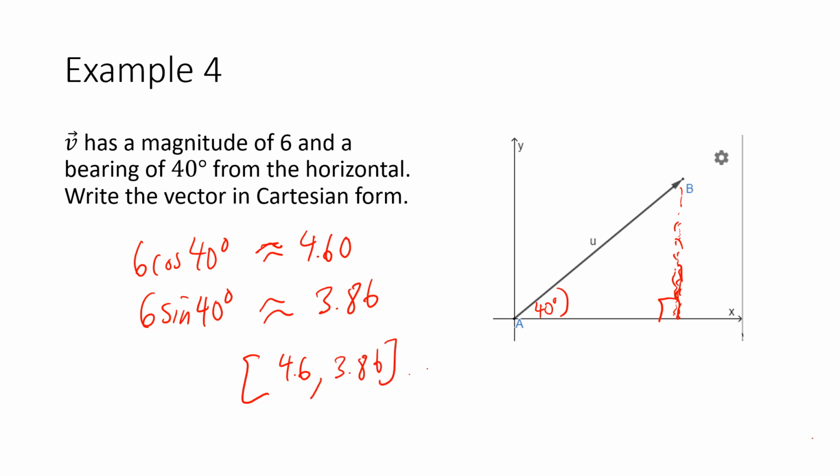If you want to write it as a sum of unit vectors, I can write it like this as well. 4.6i plus 3.86j, like so. Maybe we should label it as well.